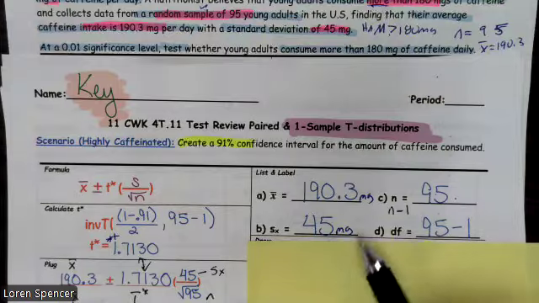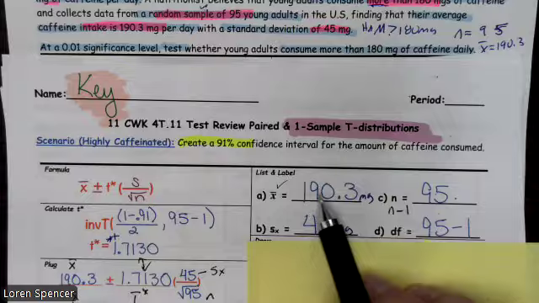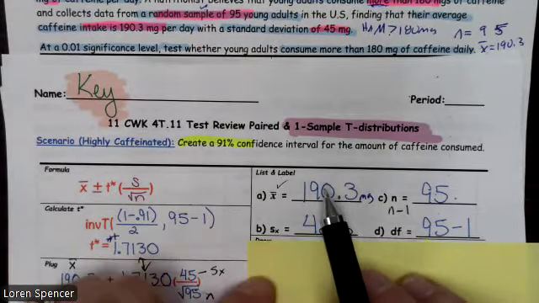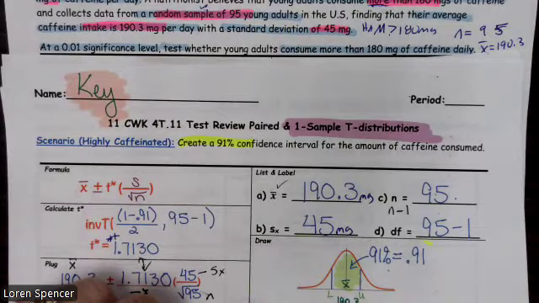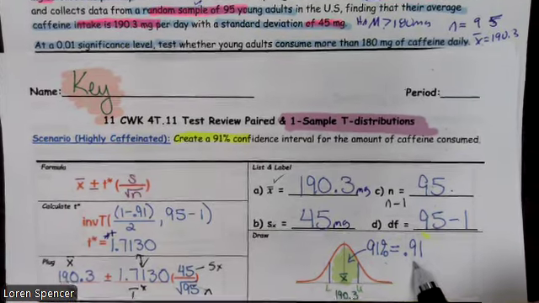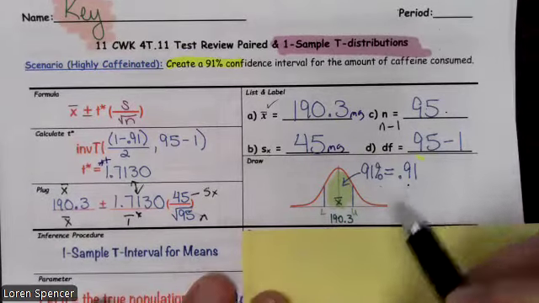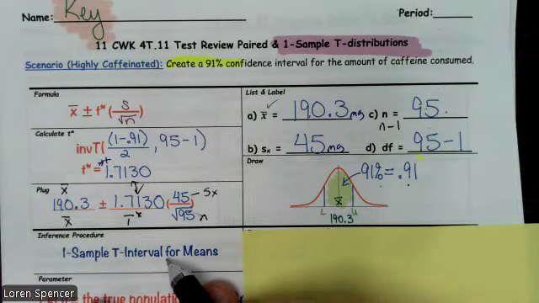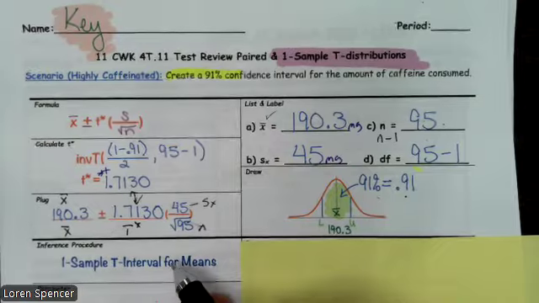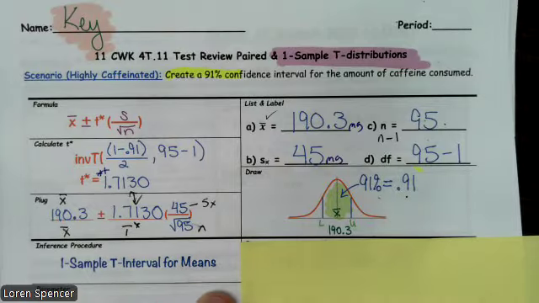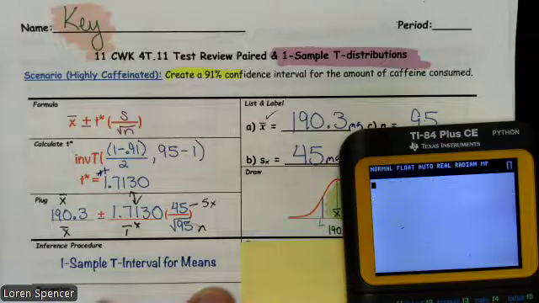Confidence intervals are always centered on X bar. Hypothesis tests are centered on the population mean. Confidence intervals are centered on X bar. So we need to be centered on 190.3, and we have a 91% interval. All right, we're going to go run a one sample T interval for means. We do not need to say paired because it's not paired. If you write paired, that's incorrect. Nothing was tested twice. There was no before and after situation. So because there's no before and after, nothing tested twice, it's not paired.